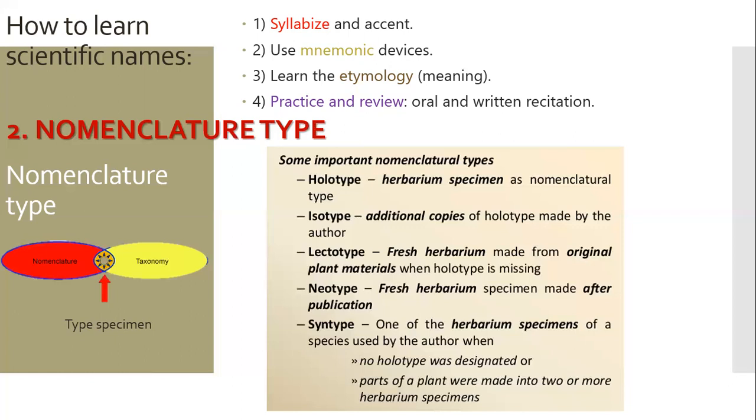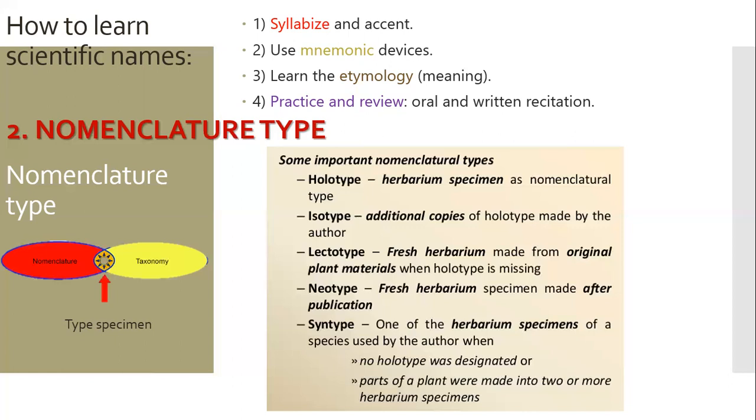So there are different types. First is the holotype, the herbarium specimen originally used or designated at the time of publication. It serves as the definite reference source for any question of identity and nomenclature. It is recommended that all holotypes be deposited in an internationally recognized herbarium and cited as one criterion for the valid publication of a name.